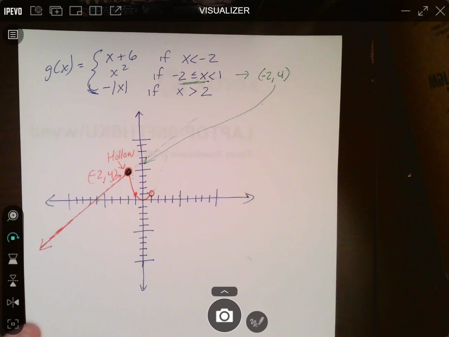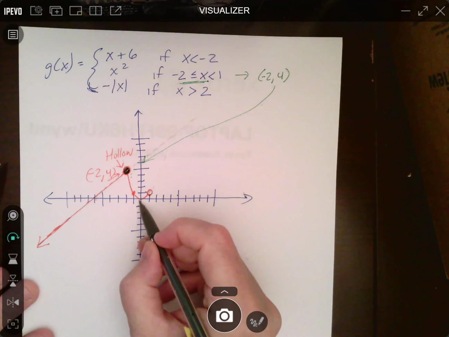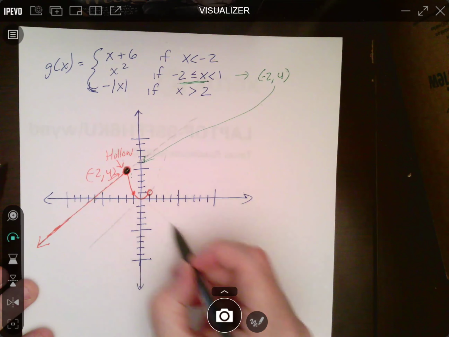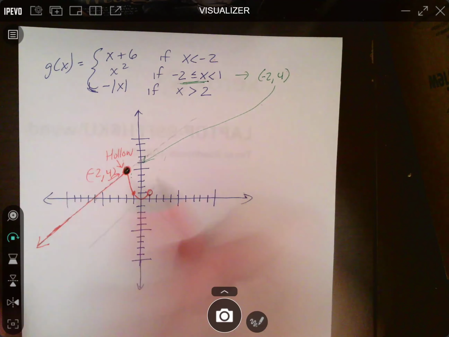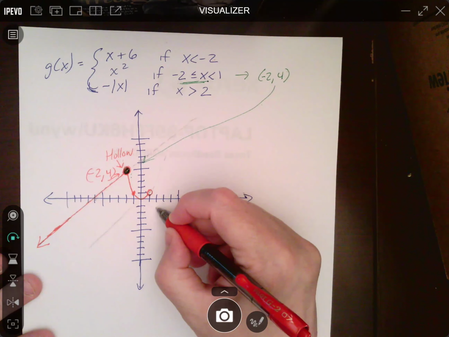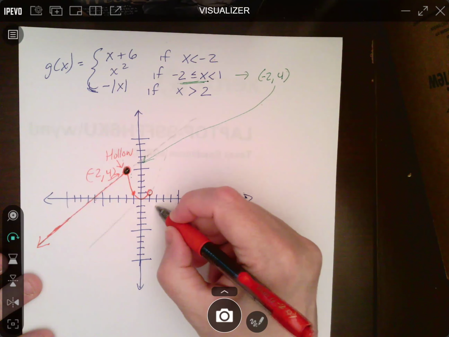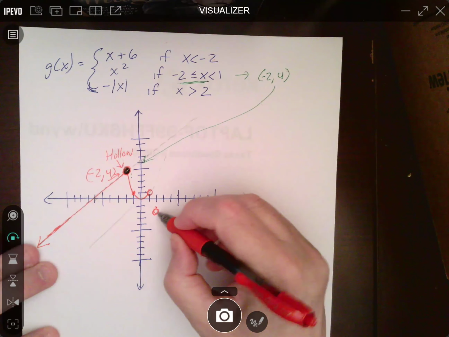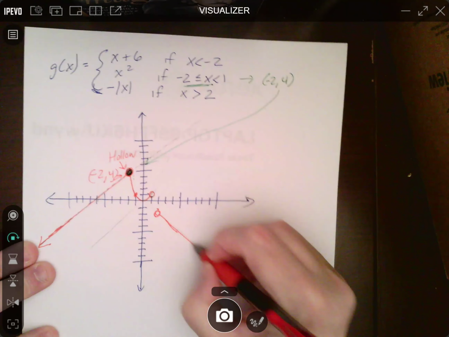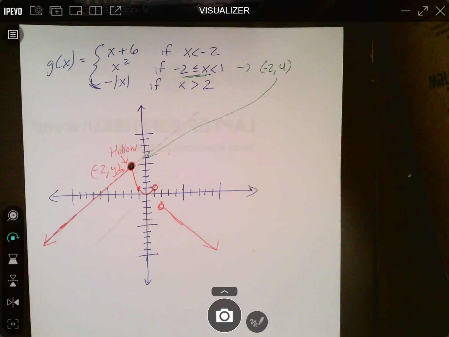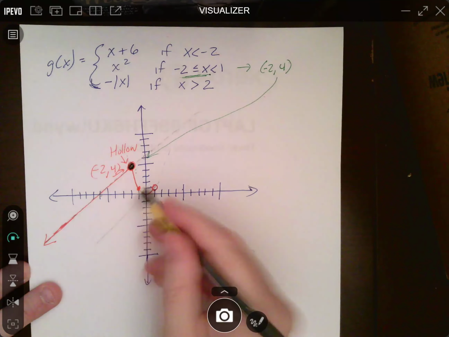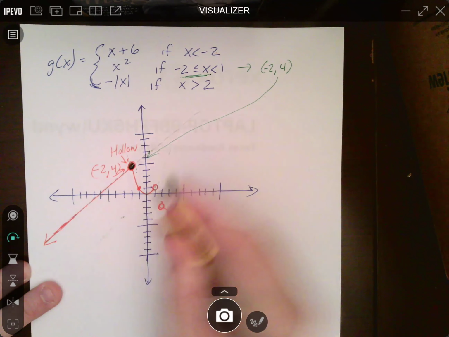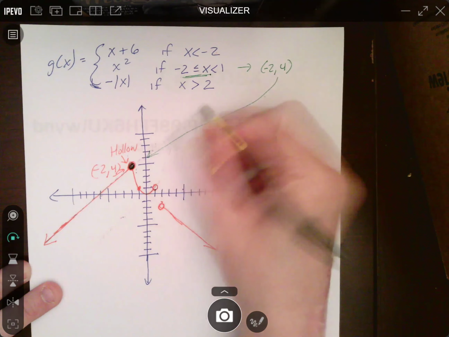And then I have the negative absolute value of x if x is greater than 2. So the negative absolute value of x goes like this. And we only want greater than 2, and we don't include the endpoint. So we've got 2, -2 down like that. And now I can go through and erase the penciled-in stuff.